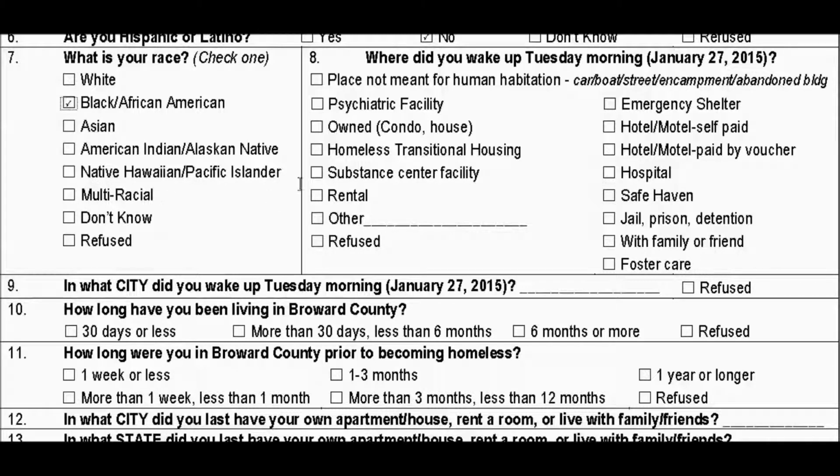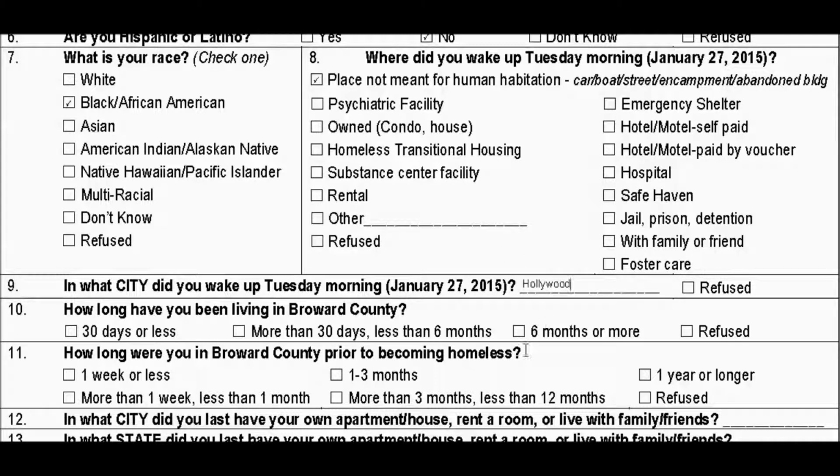Question number 8, where did you wake up Tuesday morning? If you are going out on the first evening of the count, ask the participant where they will be sleeping that night. If you are giving the survey on either day 2 or day 3 of the count, ask the question how it is written on the survey. If the participant tells you a place that is not an option on the survey, please select other and write down their response. For question number 9, write the city the participant woke up in.